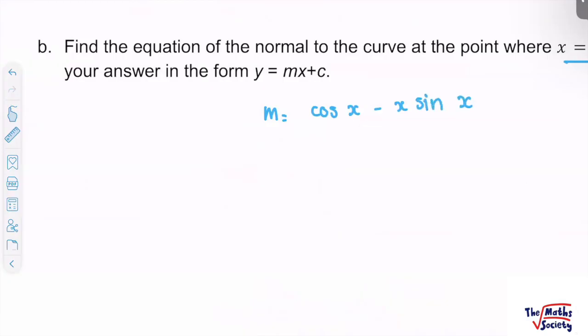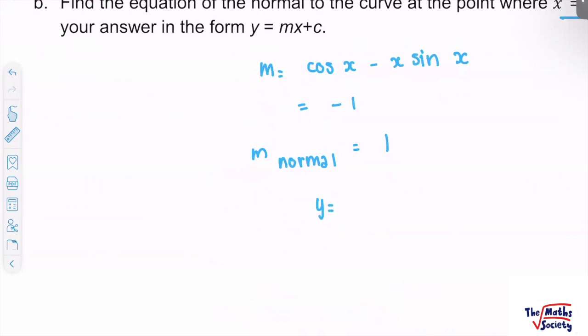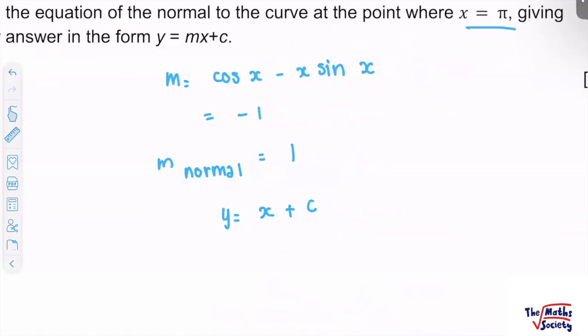And x is equal to pi, so that's going to be minus 1. So if you want m in the normal, you have 1. So y is equal to mx plus c, right? But 1x, so that's just x plus c. And then x is equal to pi.